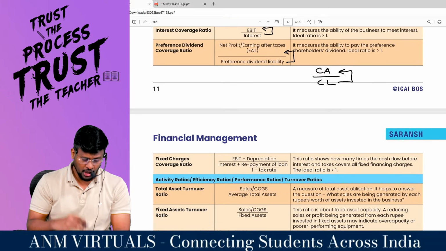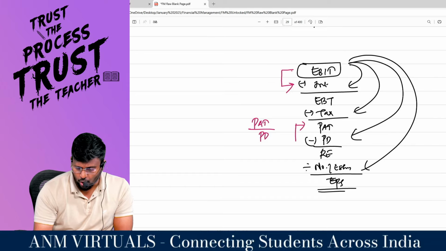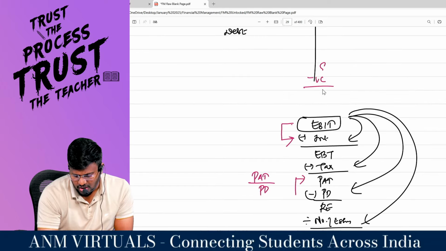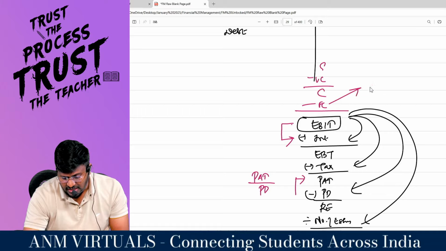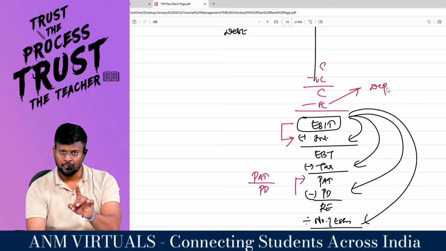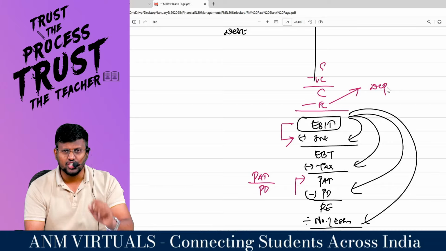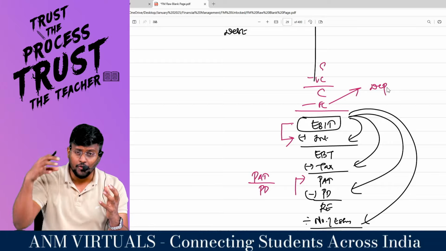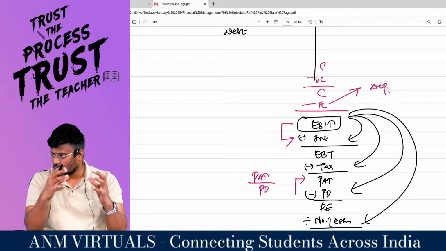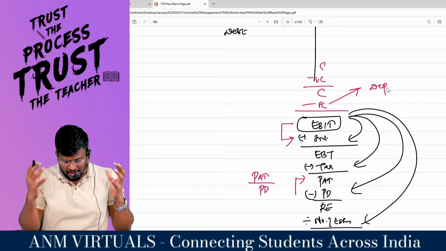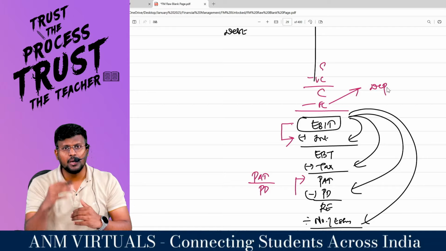The last ratio, fixed charges coverage ratio. Fixed charges: I know that sales minus variable cost is contribution, minus fixed cost is EBIT. Inside this fixed cost, depreciation will be there. You tell me, is depreciation a cash item or a non-cash item? Depreciation is a non-cash item. So because of including depreciation inside the fixed cost, automatically fixed cost would have increased. Because of the increase in fixed cost, my dear lovable students, my EBIT would have reduced.